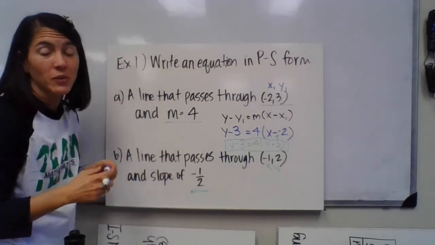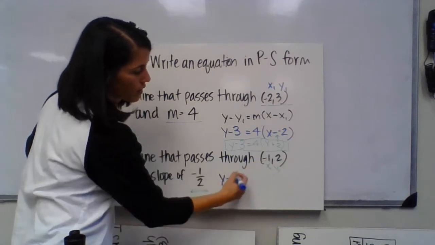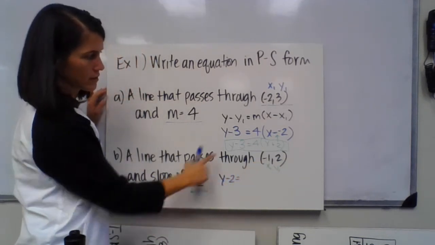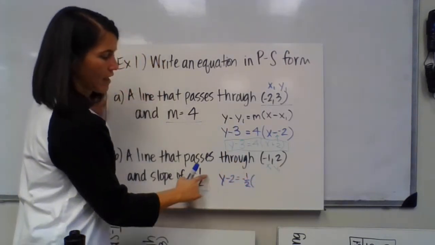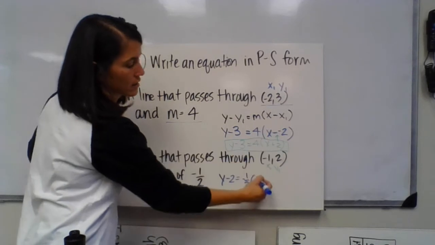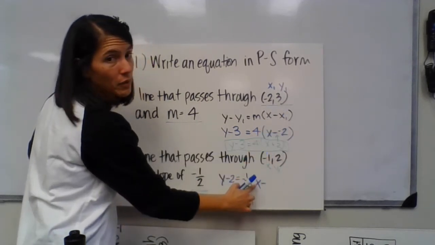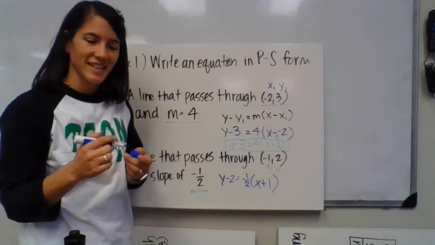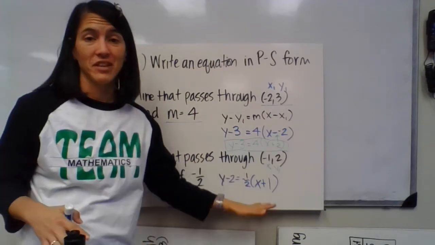So let's put it into our equation, our point slope form. y minus y1 equals m, so yeah, m, and then x minus x1, which is -1. So remember, minus a negative is really going to be a positive. And so you're putting it all into point slope form, and then we're leaving it right here.